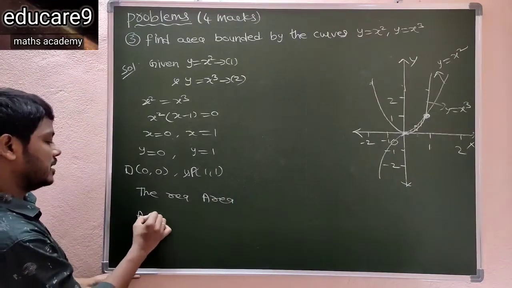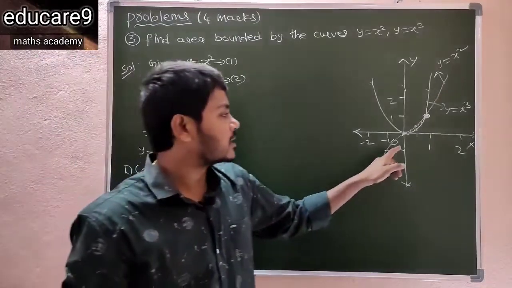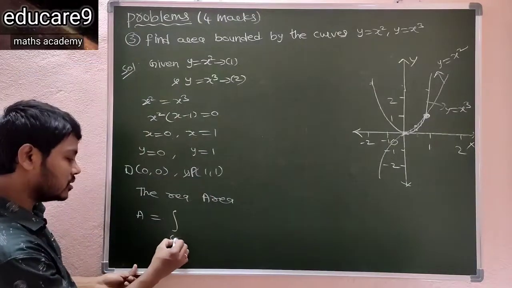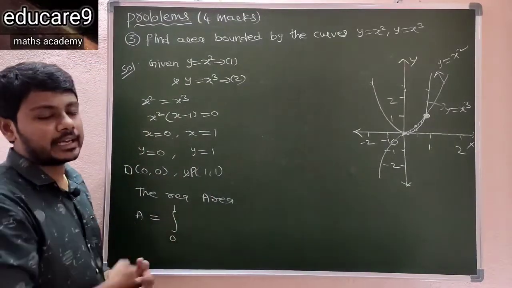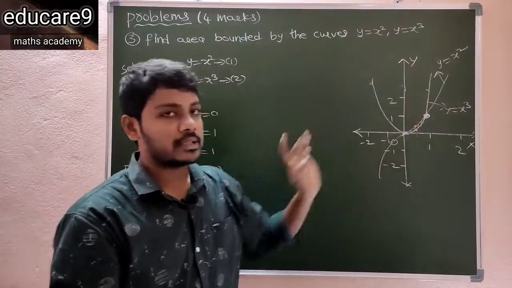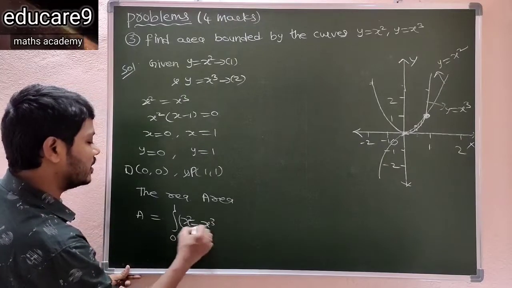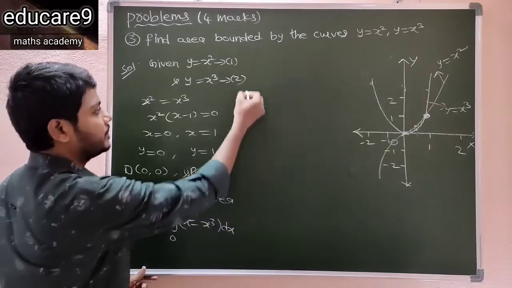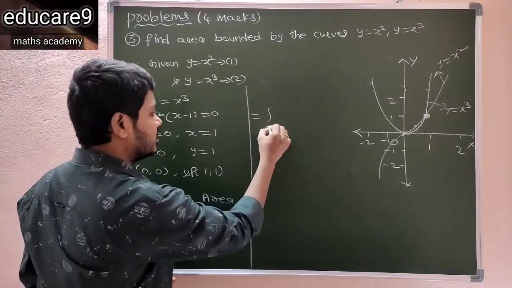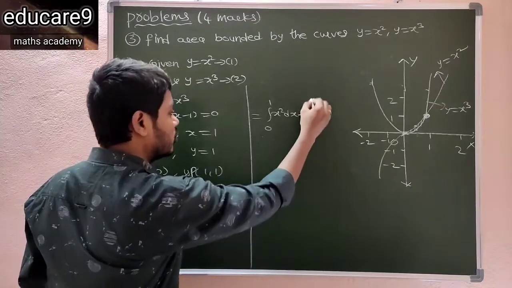is A equals integral. So here take the limits as the x coordinates, that are 0 and 1. So 0 to 1. And we have to integrate with respect to x. Here what is the upper curve? X square. And what is the lower curve? X cube dx.